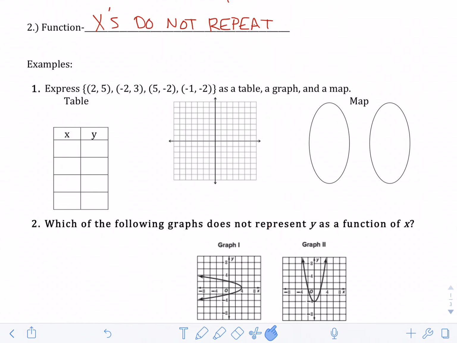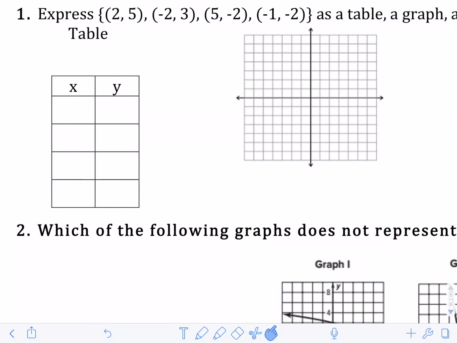Alright, here we go. Express (2, 5), (-2, 3), (5, -2), (-1, -2) as a table, graph, and map. Okay, so let's go ahead and do the table first. So we have 2, 5, -2, 3, 5, -2, -1, -2. So this is a relation because it's a set of ordered pairs.